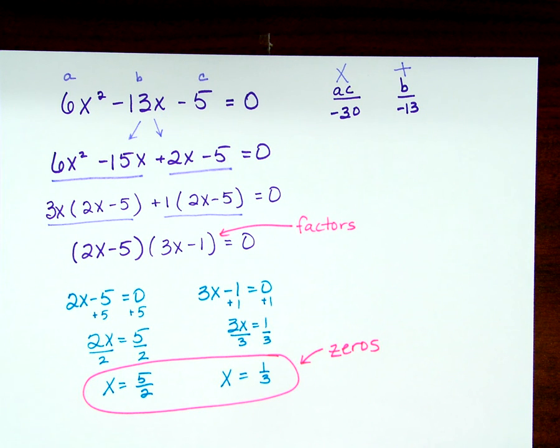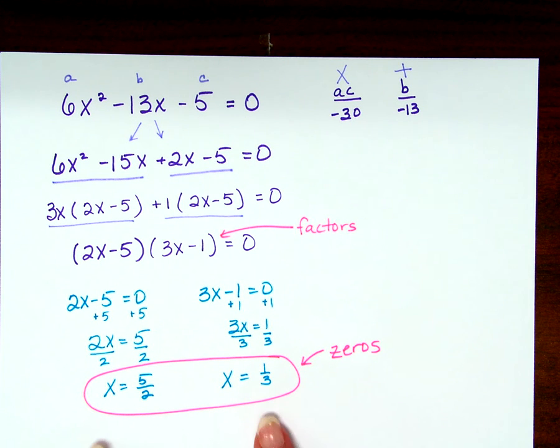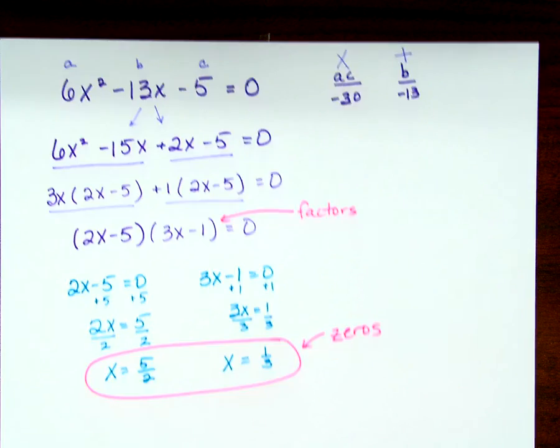So when you're trying to answer these questions, what I want you to be careful of is whether it's asking you for the factors, which are these, or for the zeros, which are these. Does that make sense? If it gives you a set of parentheses to fill in, it's obviously asking for the factors. But if it says x equals, it's definitely asking for the zeros. Any questions about that?